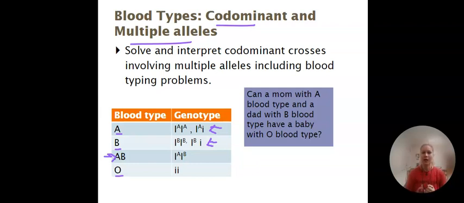So if they ask, can a mom with blood type A and a dad with blood type B have a baby with blood type O? The answer to that would be yes, right? Mom would have to be heterozygous for blood type A, and dad would also have to be heterozygous for blood type B. Only in that situation would they be able to have a baby that would have blood type O. So it could happen.